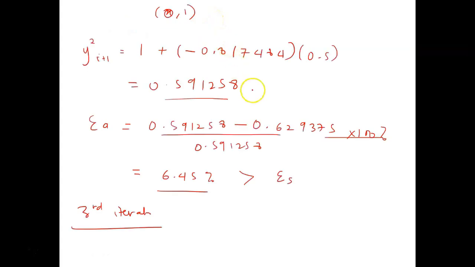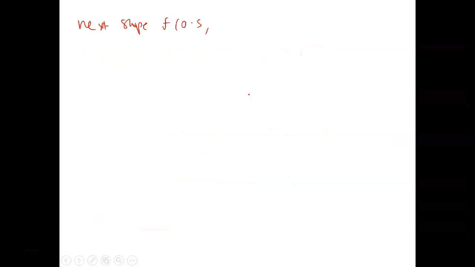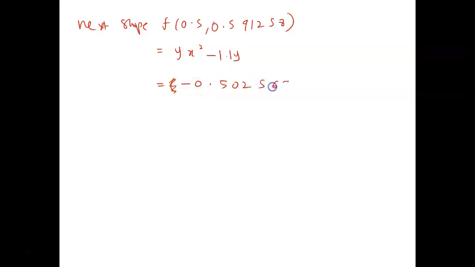Let's move on to the third iteration. The next slope is when x is 0.5 and y is the newly calculated second iteration value, 0.591258. To calculate the slope, which is yx squared minus 1.1y, we just substitute these two values into this formula. I'll just give you the answer: negative 0.502569.